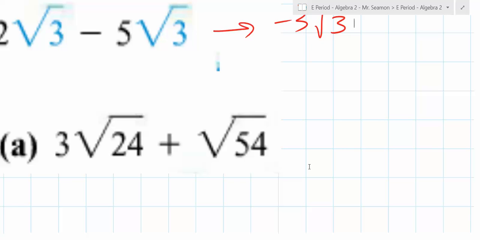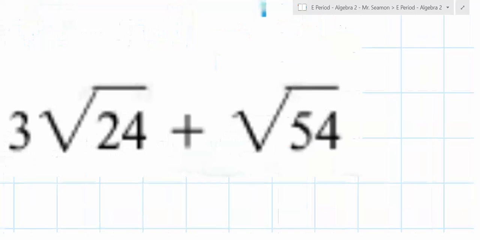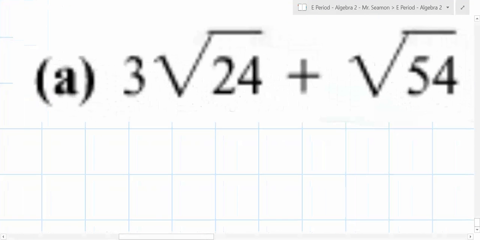What's different about this one? It's not the same. It's not an apple and apple, right? It's an apple and an orange. So we need to see, is there any way to use math to translate them into each other? First of all, let's say I just gave you 3 times the square root of 24. Let's say we were just doing this one.